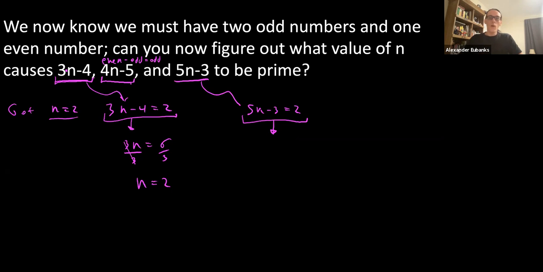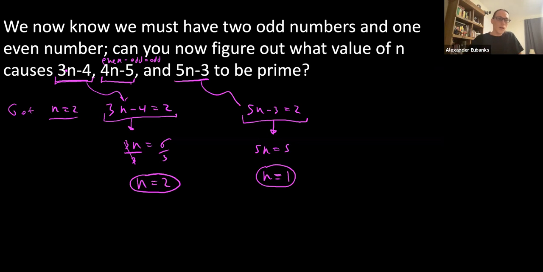Who wants to tell me what we get if we solve this one for n? If we add 3 and divide by 5, what do we get? You would get 1. Yes. Very good. So I add 3, I get 5n is equal to 5. Dividing both sides by 5, I get n equals 1. So the two possibilities for n are 1 and 2, and then we check them. If we plug in 2, well, I'll leave it to you guys.